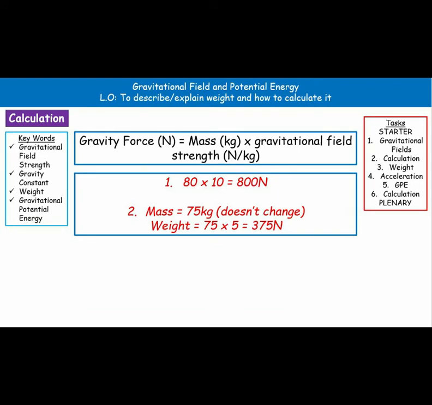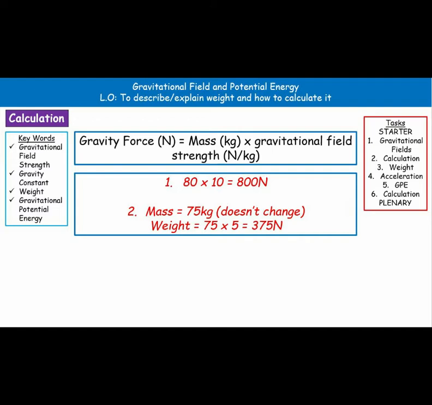Okay then, let's check our answers, and as always, mark your work as we go. So our first one, then the mass was 80 kilograms, and we're on Earth, so gravitational field strength was 10. So 80 times 10 gives us 800 newtons. So tick that if you got it right. Then for our second one, what we're looking at is we were asked about what happens to the mass and what happens to the weight.